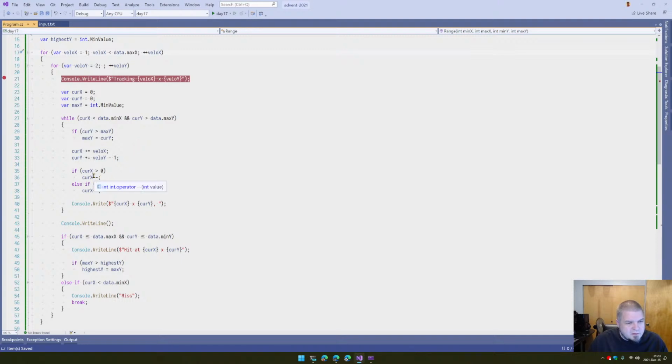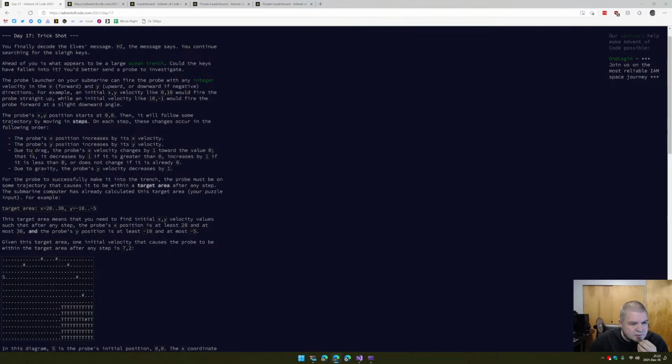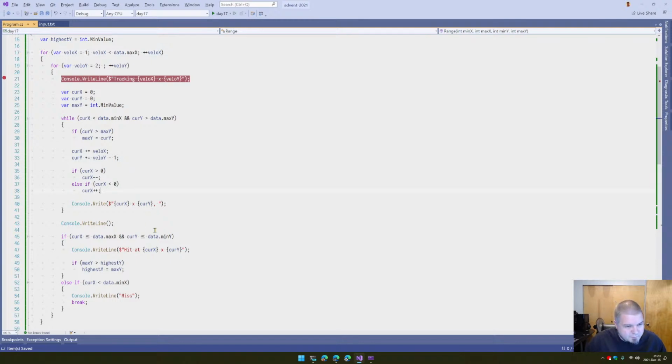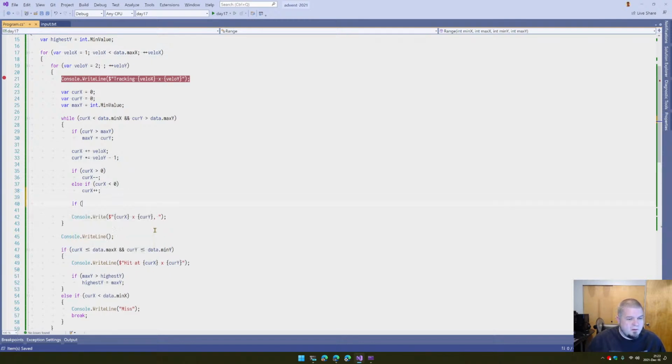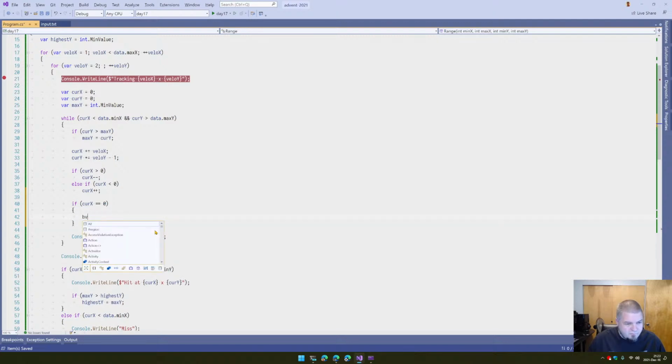But this is what's weird, like the rule that says due to drag, if the probe's x velocity changes by 1 towards the value 0, that is, it decreases when it's greater than 0. So basically, what is implied here is that if this ever hits 0, then we have to bail. Right? We just have to bail.